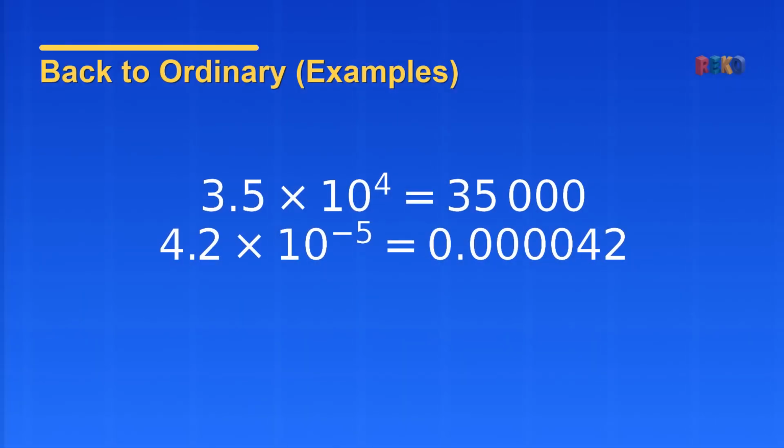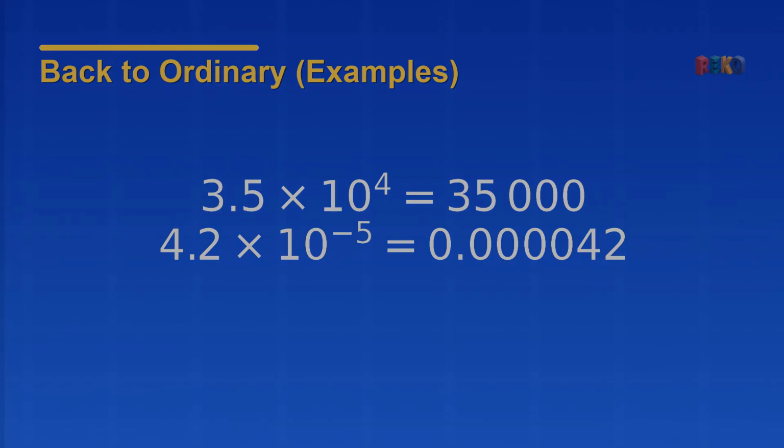3.5 times 10 to the power of 4 equals 35,000 because a positive exponent moves the decimal 4 places to the right, making the number larger. 4.2 times 10 to the power of negative 5 equals 0.00042. Since a negative exponent moves the decimal 5 places to the left, making the number much smaller.